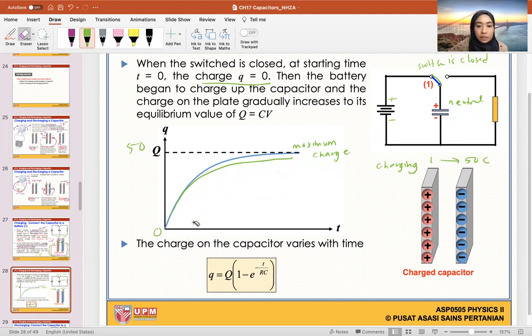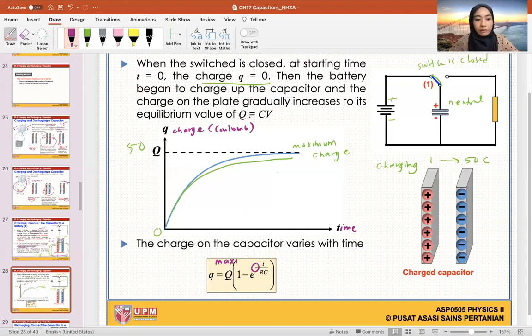Okay. So the equation for this graph is given as Q equals capital Q. What is capital Q? Capital Q is the maximum. Q equals Q max, in brackets, 1 minus e to the power of minus t over RC. Okay, so what does this equation tell us? First of all, this graph is Q versus time. The charge in coulomb versus time. So this is a charge versus time graph.